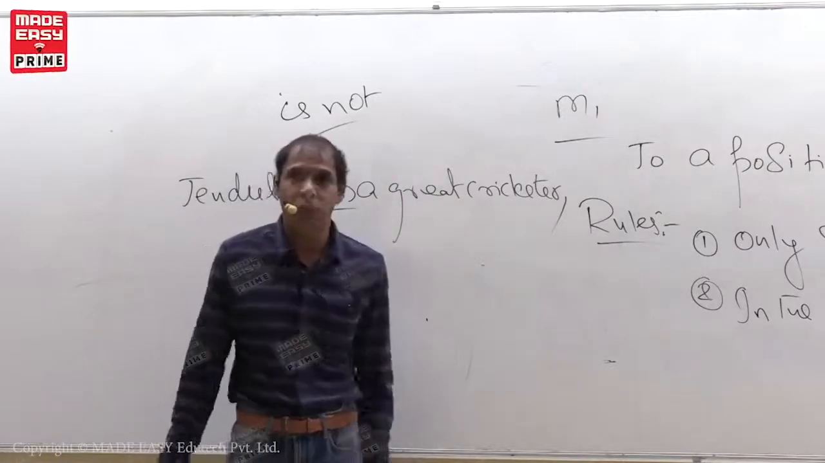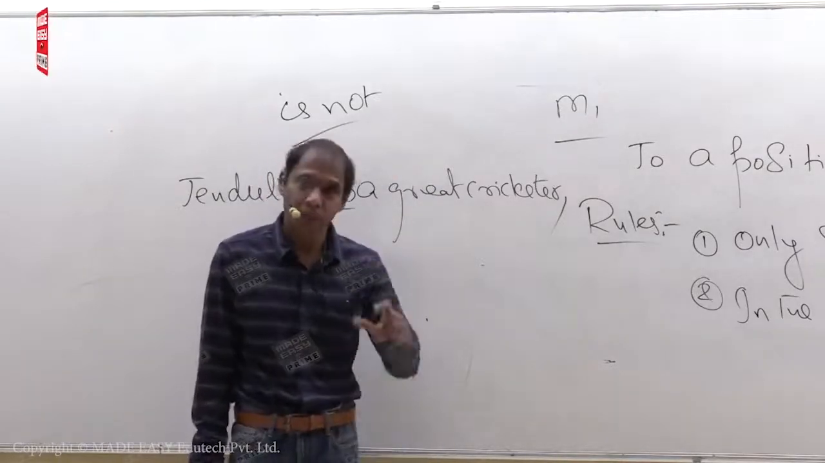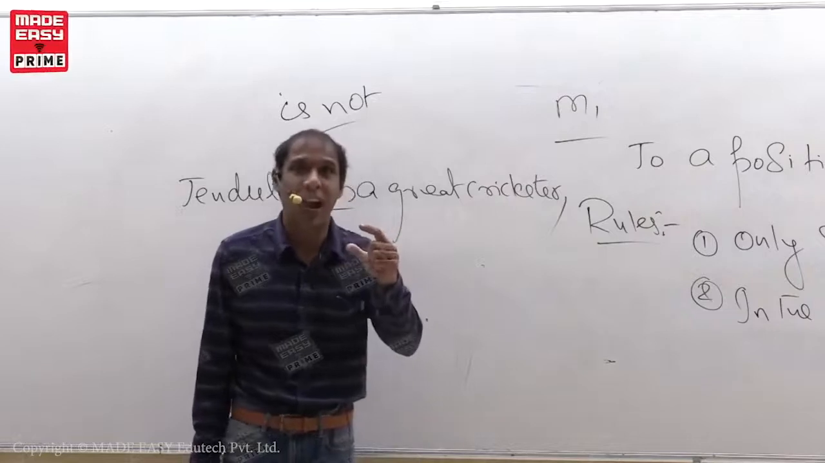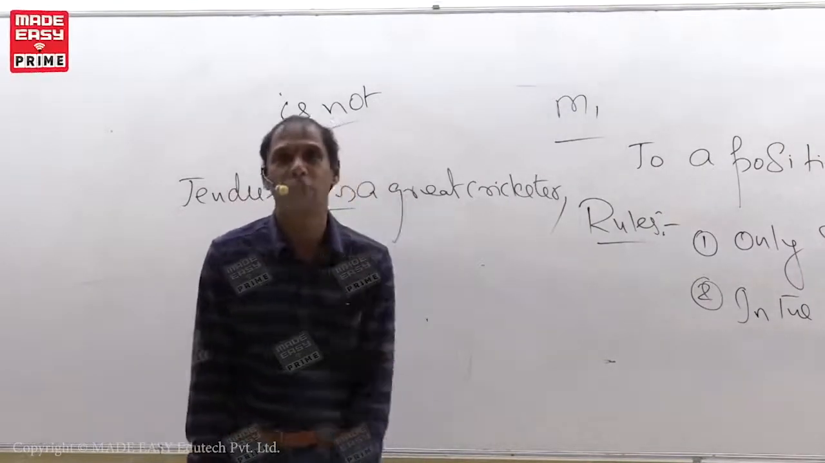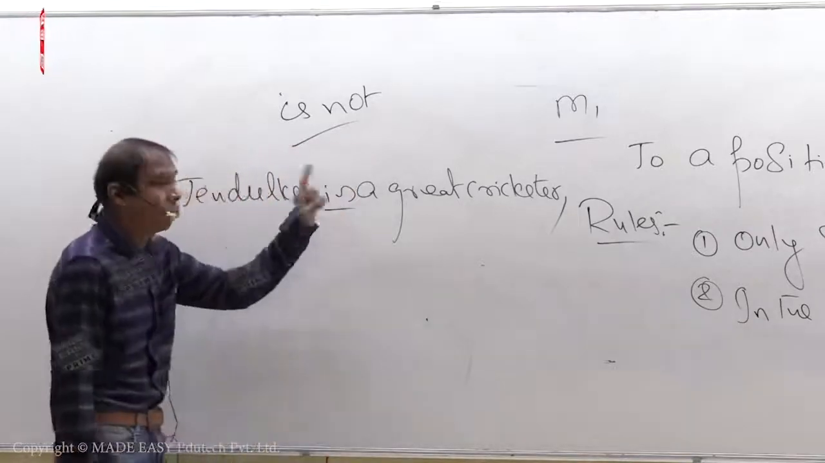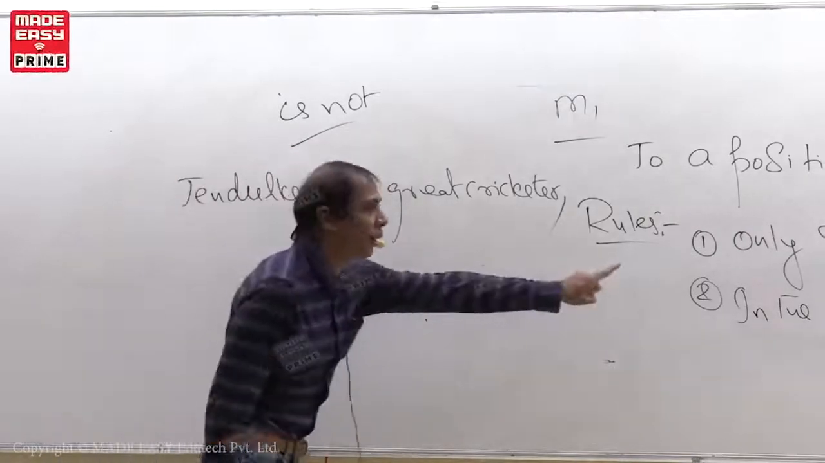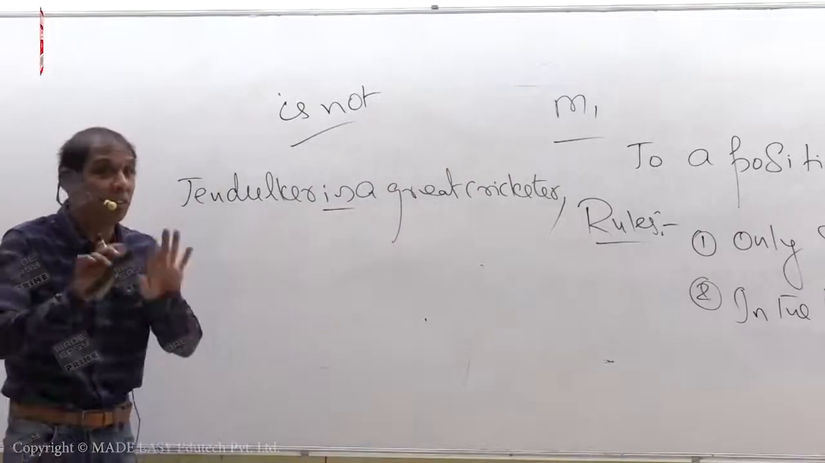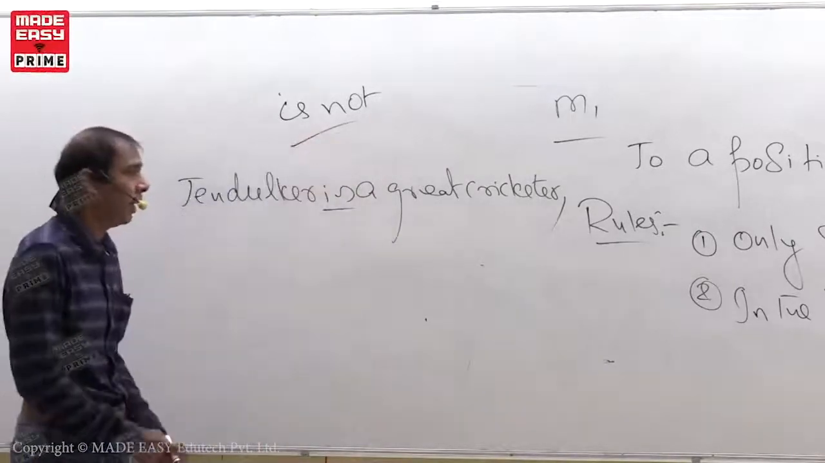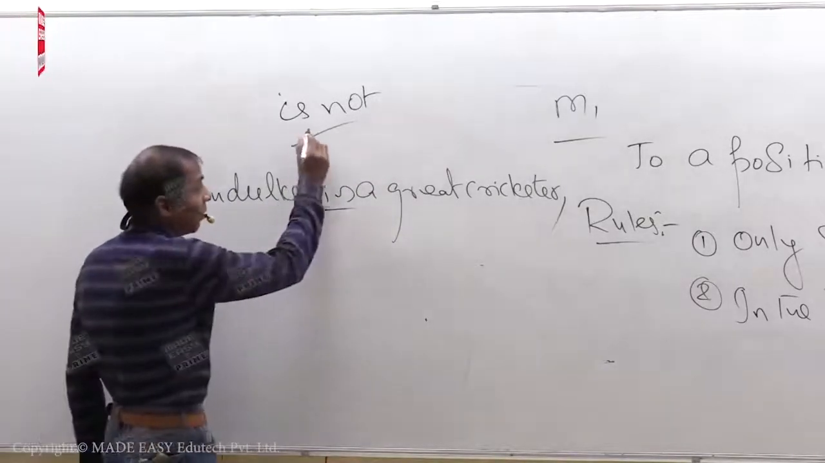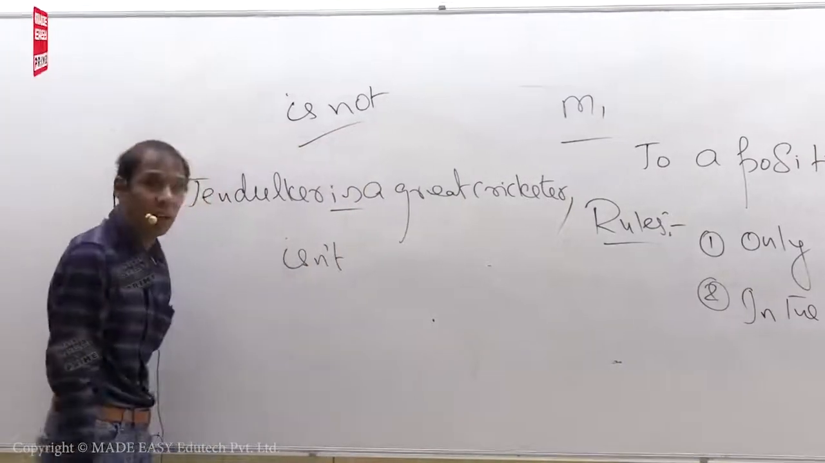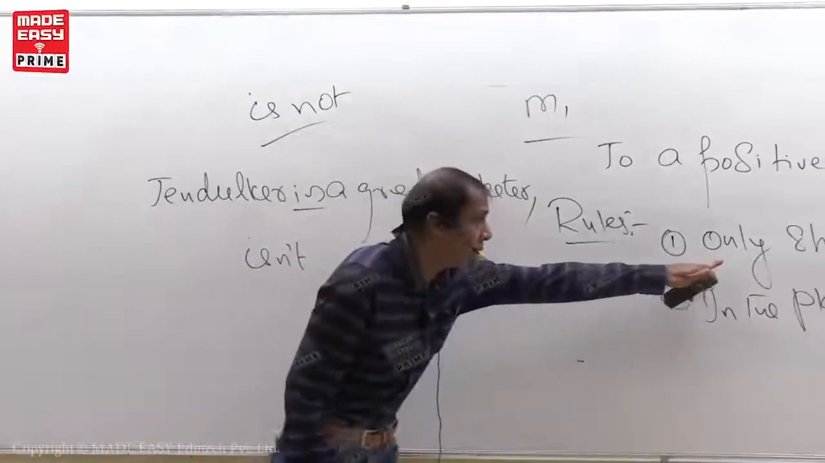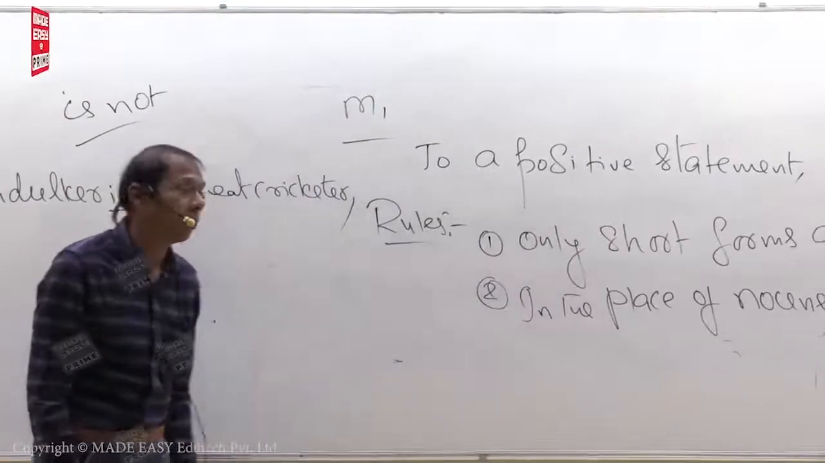There are full forms and short forms in English, right? Is not is the full form, isn't is the short form; cannot is the full form, can't the short form; do not is the full form, don't the short form. We have to use only short forms in question tags. We must not use full forms. What is the short form of is not? Isn't. So, rule number 1, we use only short forms.